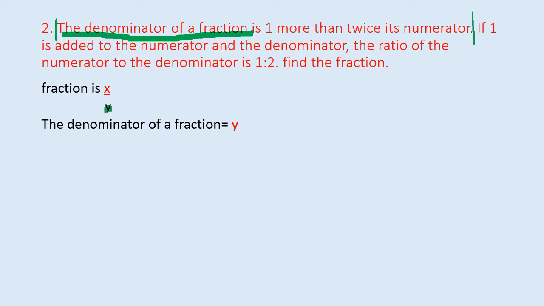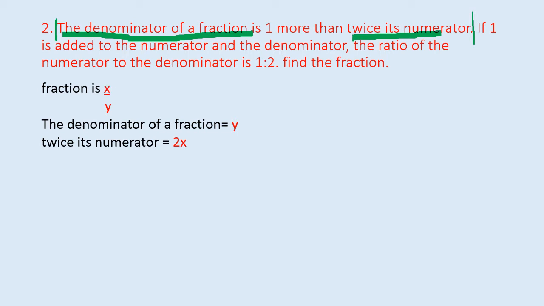So we write that down. Then is 1 more than twice its numerator. So it is more than twice the numerator. Let us check what is twice the numerator. Twice means 2 and numerator is x. So we'll have 2x.